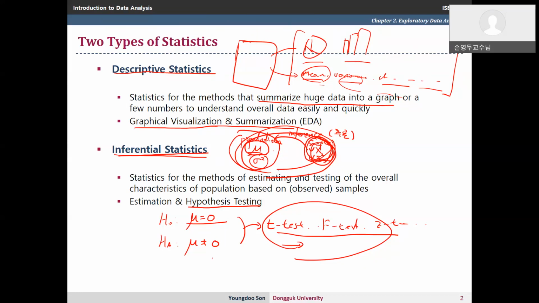So the purpose of inferential statistics is estimating and testing the characteristics of population based on the samples. So the tests are applied to the samples. In precise, the test statistics are calculated by the samples. However, the tested hypotheses are about the population.